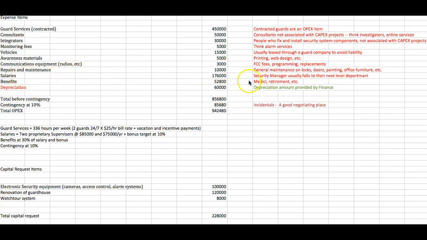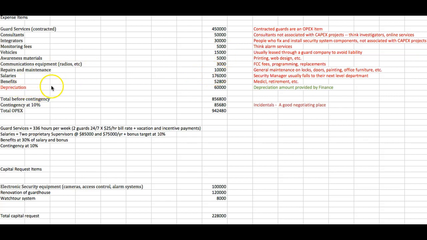Salaries. Security manager themselves goes with the next department, but I've got a couple of supervisors here at $85,000 and $75,000, and then I have a bonus target, and then I also have to account for their benefits, right, which is usually about 30% of salary. You don't need to remember any of this. We're just looking at how this is built, right? You're building in individual lines and putting in an amount based on what you know and what you project, what you think it's going to cost you.